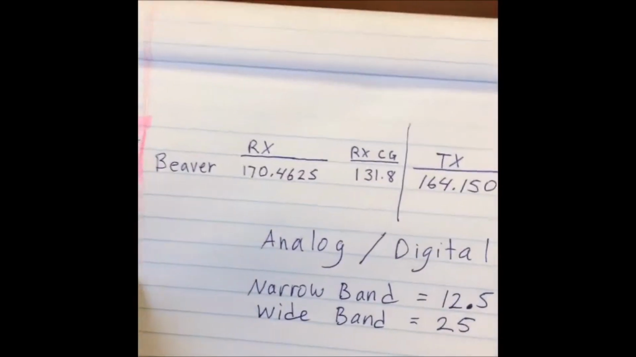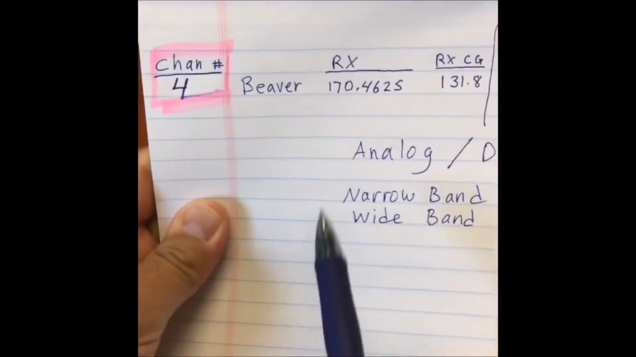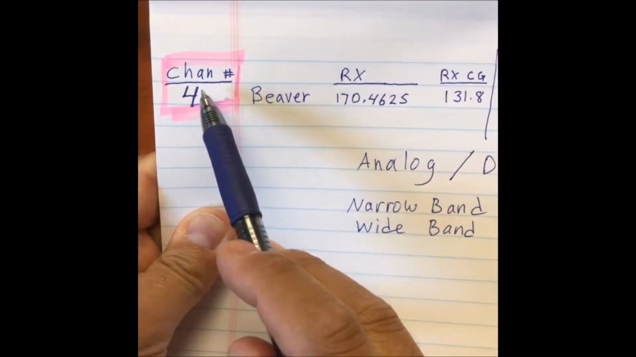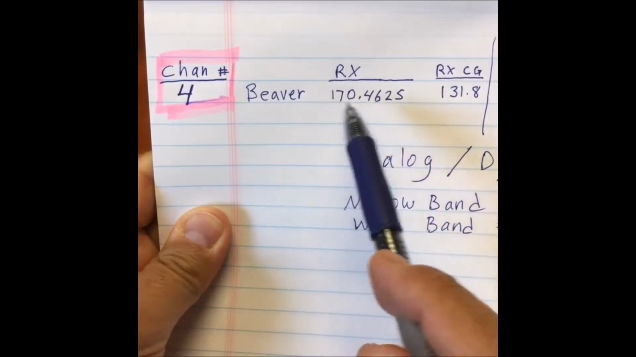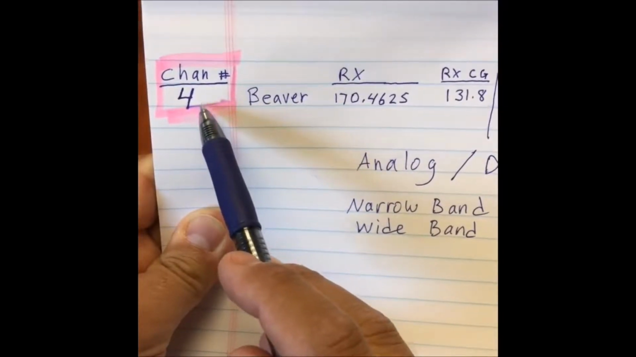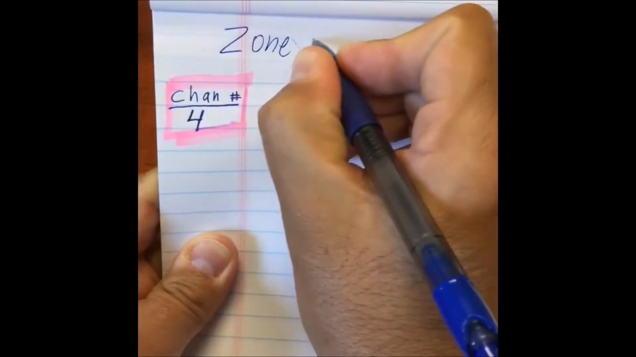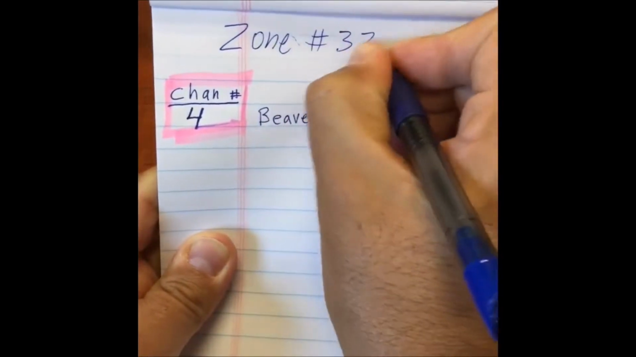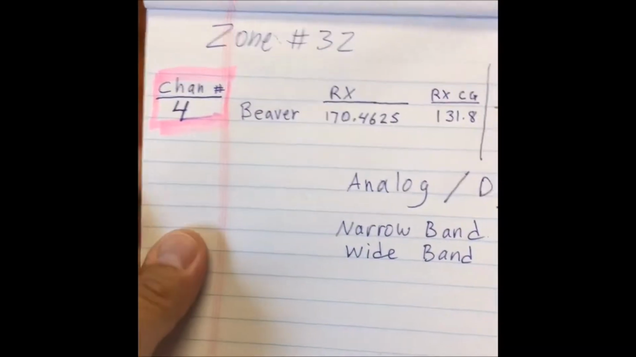And first, let's start off with the game plan of what we're going to program. Anytime you do any programming, you make yourself a written game plan like this, like I'm showing you here. Okay, first we're going to decide where we're going to put this frequency. We're going to be programming the Beaver repeater on the north end of the forest. We're going to program it into channel number 4, and we're going to put it into zone number 32 because I know that that's an empty zone or grouping on this radio.